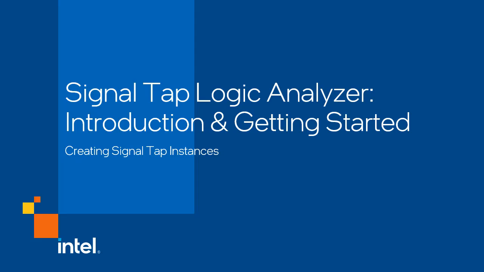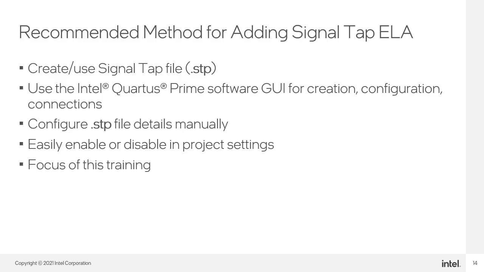Now that you understand how the ELA gets integrated into the FPGA design flow, let's see how to add an instance and configure it in the Intel Quartus Prime software. There are two ways to add the logic analyzer to a project. The first way is to create a SignalTap file with the file extension .stp and enable it in the project settings. This is the easiest way to implement the ELA and is recommended for most debugging situations.